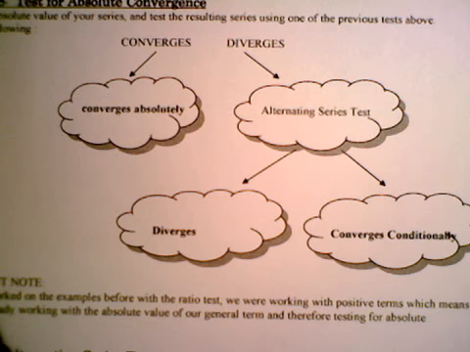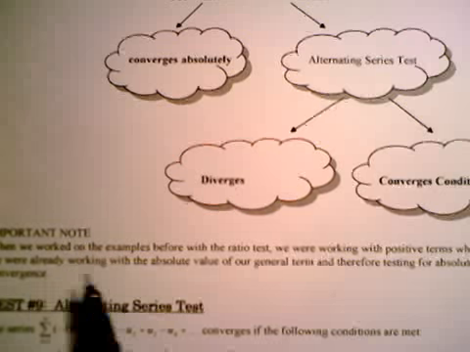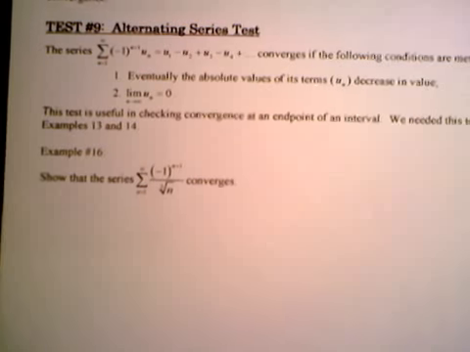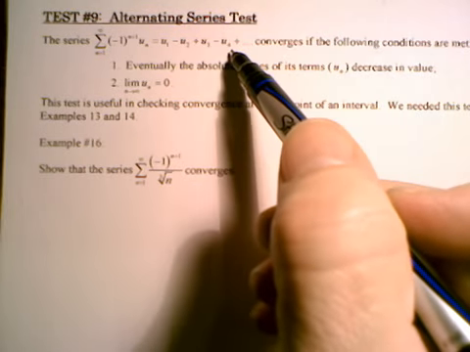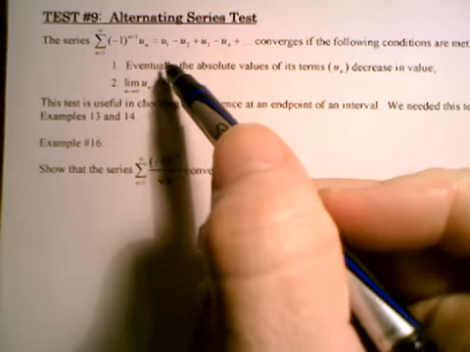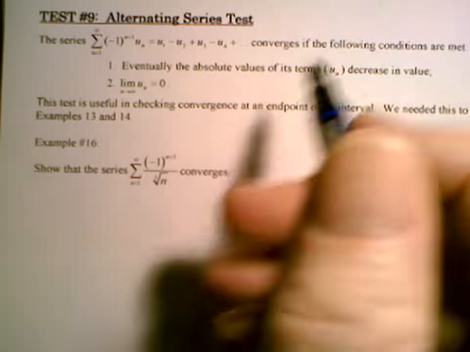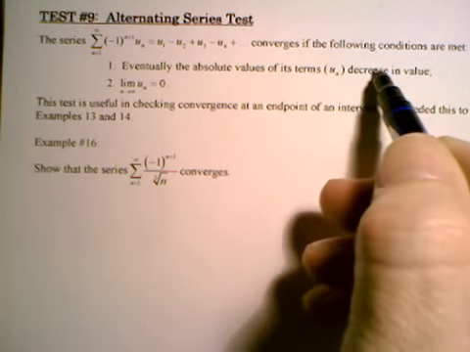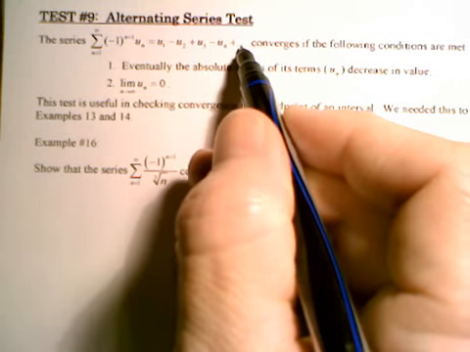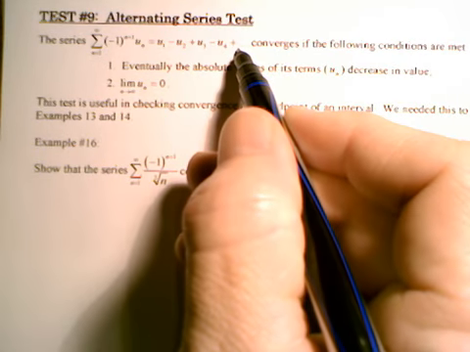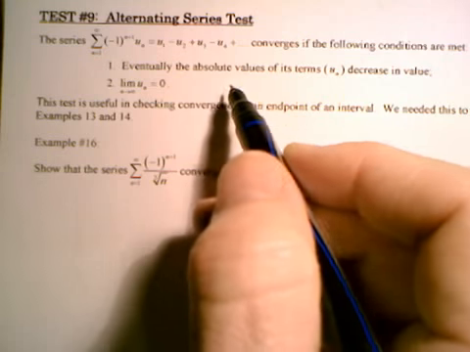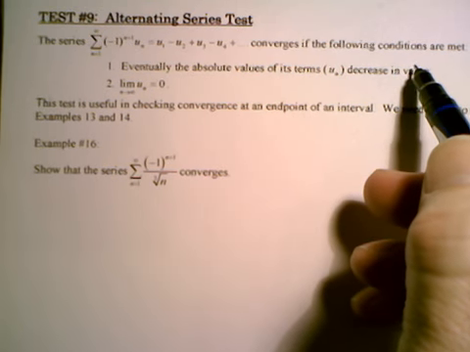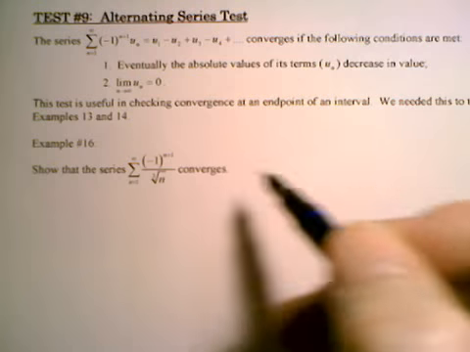So I'll gloss over this important note here. Might talk about that in class. But let's go ahead and take a look at the alternating series test. Basically, if it's an alternating series, it'll converge as long as these 2 conditions are met. If the absolute values decrease in value eventually, once they hit a certain point, as long as the next term is smaller in absolute value than the term just before it, then this first condition would be met. We're going to do that down here.